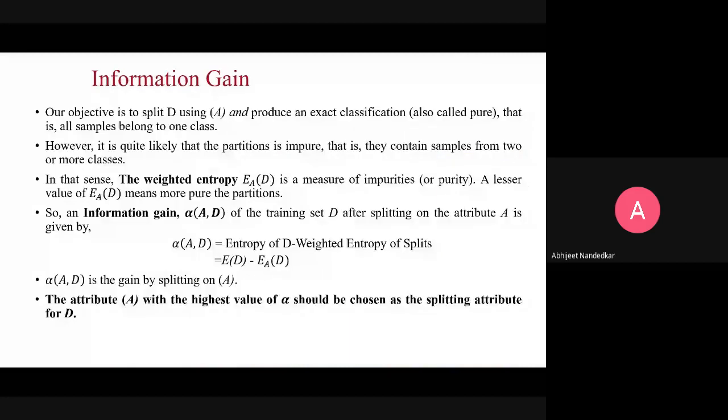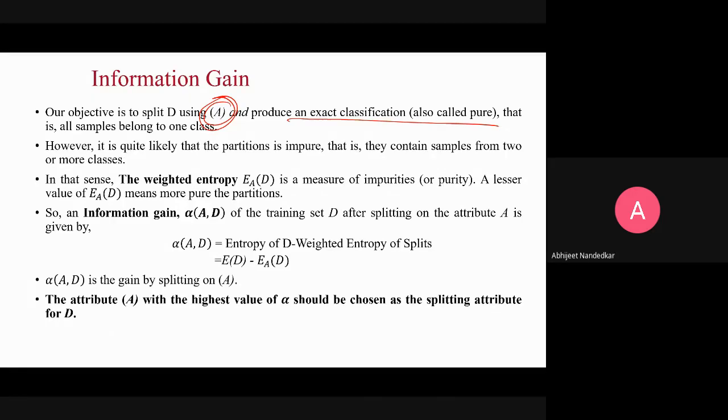Our objective is to split D using some attribute A and produce an exact classification of pure partitions. We are trying to find purer and purer sections, where all samples belong to one class. So we have to choose an attribute such that when I break the table, we get purer and purer samples belonging to a certain group. However, it is quite likely that the partitions are impure, that is, they contain samples from two or more classes.